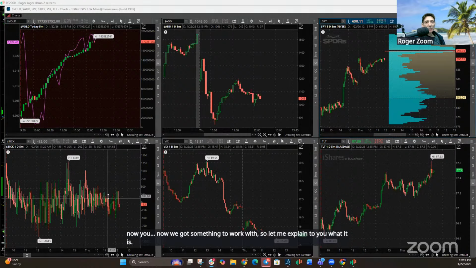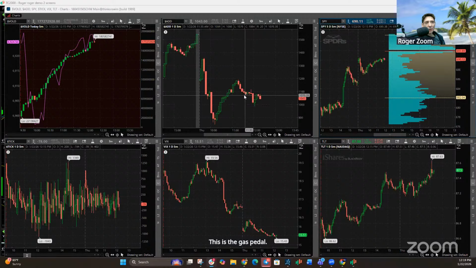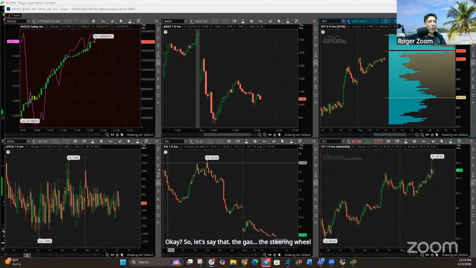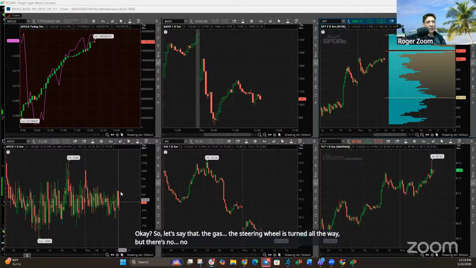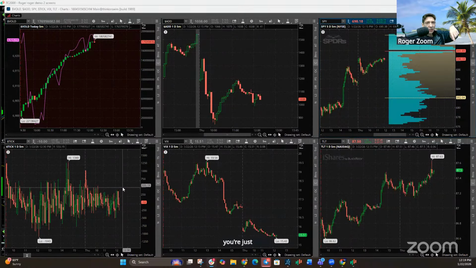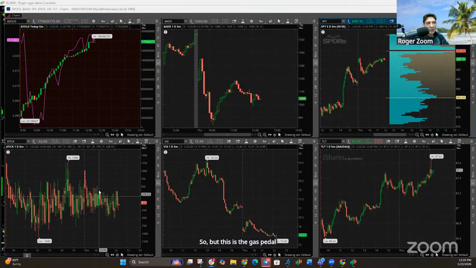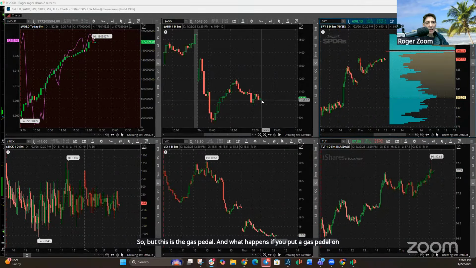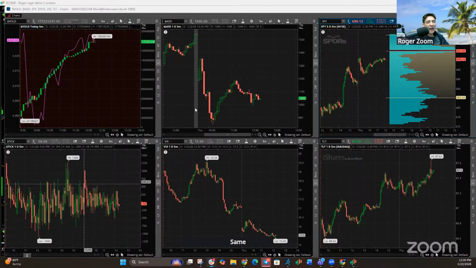This is the gas pedal. This is the steering wheel, and this is the gas pedal, okay? So let's say that the steering wheel is turned all the way, but there's no gas coming in. You're just going to go like this in your car. You're not going to do anything. You understand? You're not going to be doing wheelies. But this is the gas pedal, and what happens if you put a gas pedal on and this thing is quiet? Same thing. So you got to watch them together.